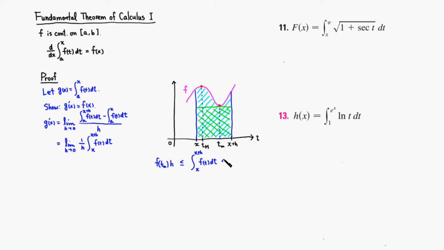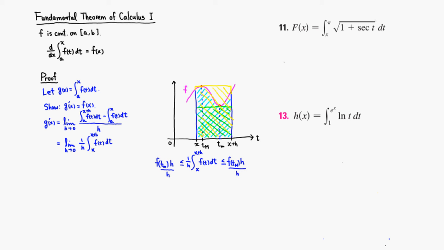Then we can do an upper bound by using the highest point. We draw a rectangle again, and this time it's going to be a taller rectangle, where the base is h and the height is f of t sub capital M. Remember that we are interested in 1 over h times the integral from x to x plus h of f of t dt. So we divide everything through by h.